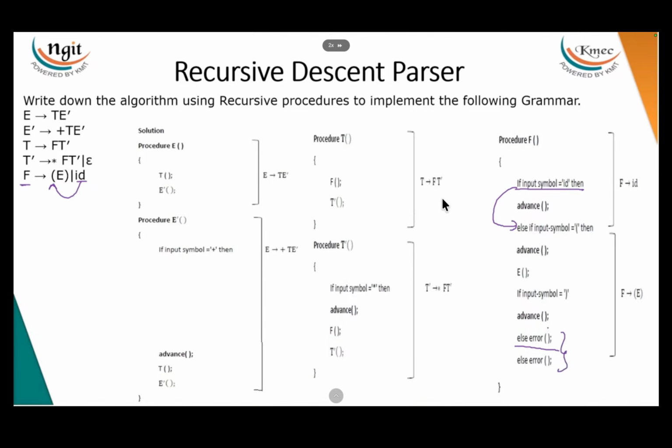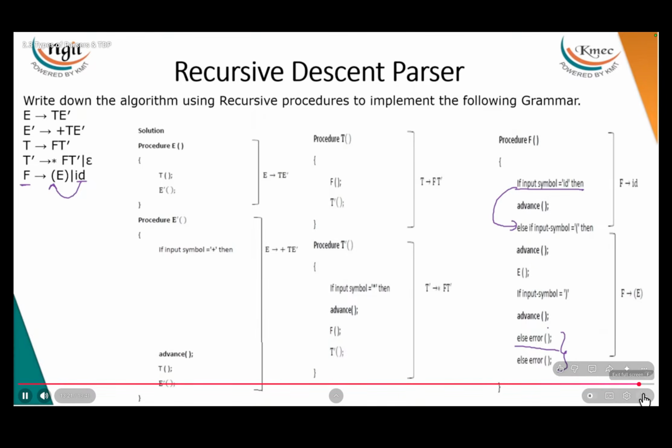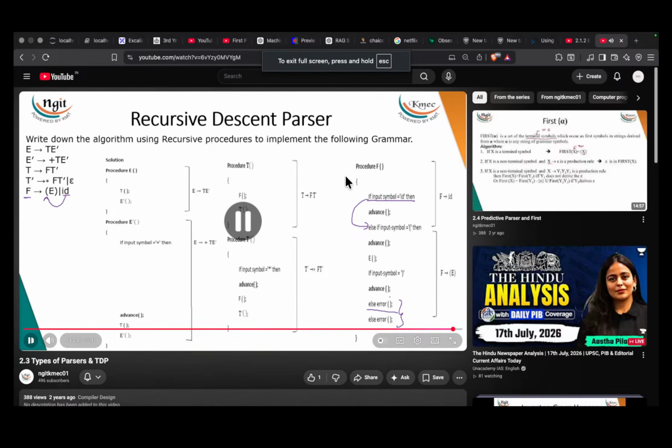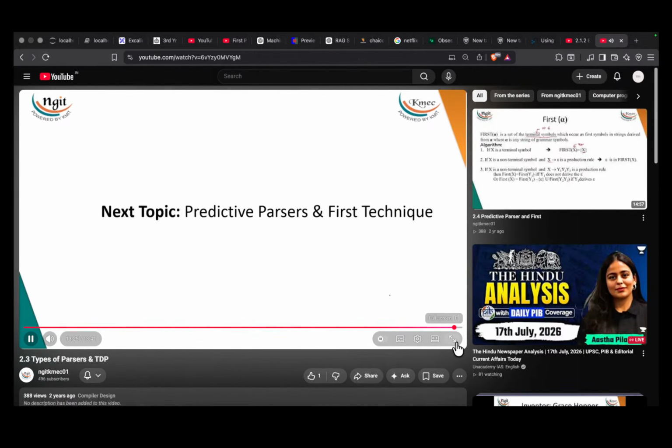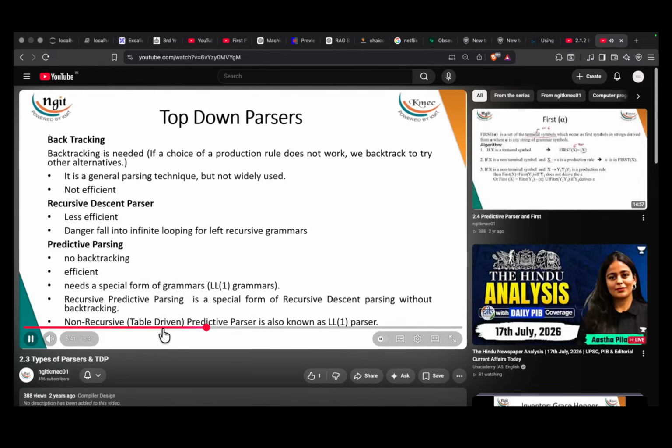So what is the problem with both backtracking and recursive descent parser? There is a danger of falling into an infinite loop for left recursive grammars. To overcome this, we are moving to the next parser, that is the predictive parser LL1, and of course we use the first and follow technique to construct it.